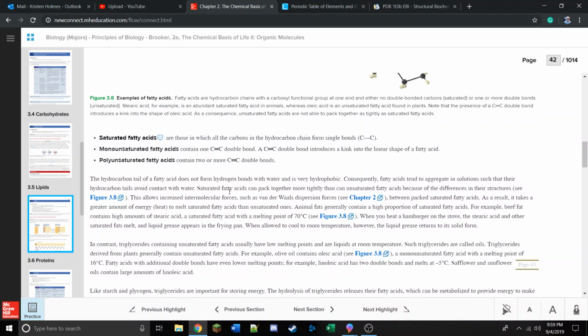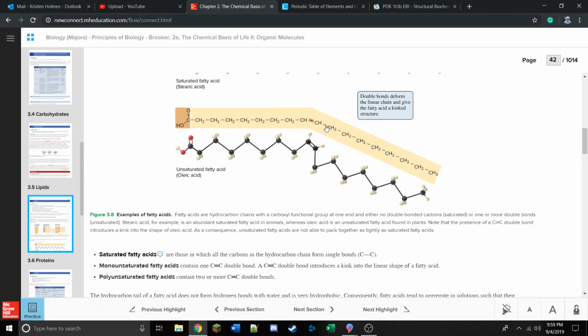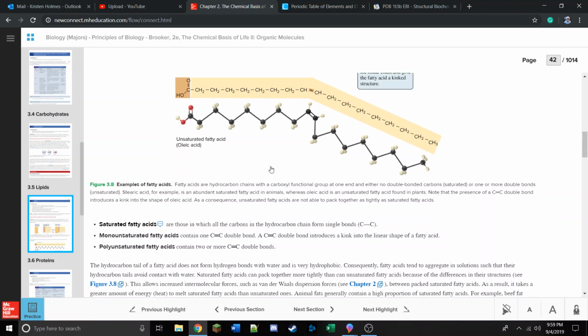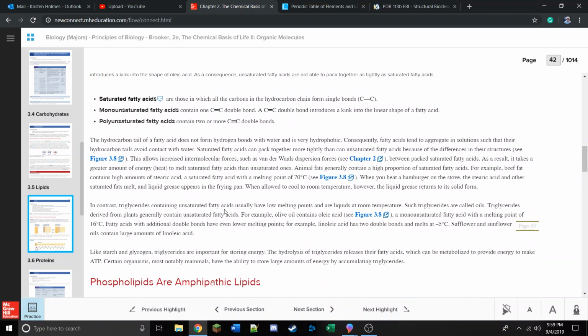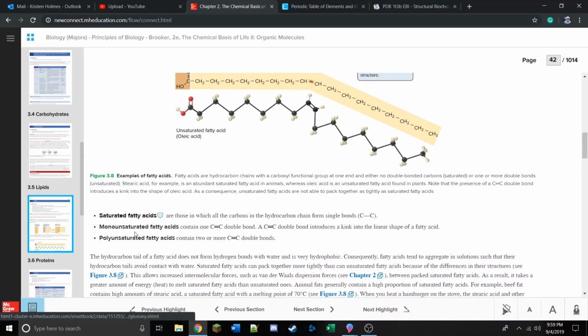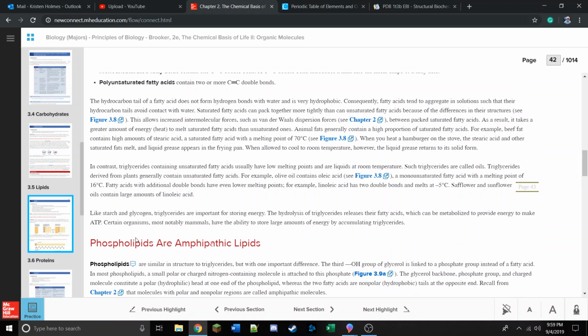And as you may have guessed, there are saturated fatty acids, which have single bonds. Monounsaturated fatty acids have one double bond, and that makes the weird bendy shape. But polyunsaturated is when there are 2 or more double bonds. So they just keep going, and it's all over the place. So those are saturated, monounsaturated, and polyunsaturated fatty acids.